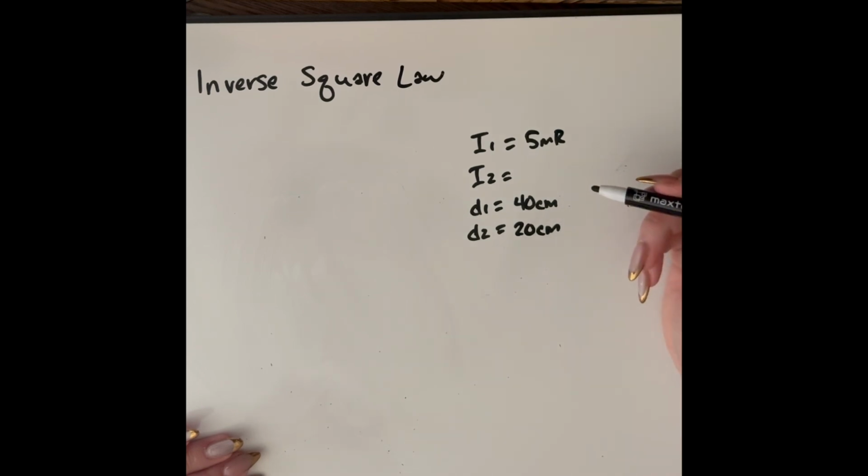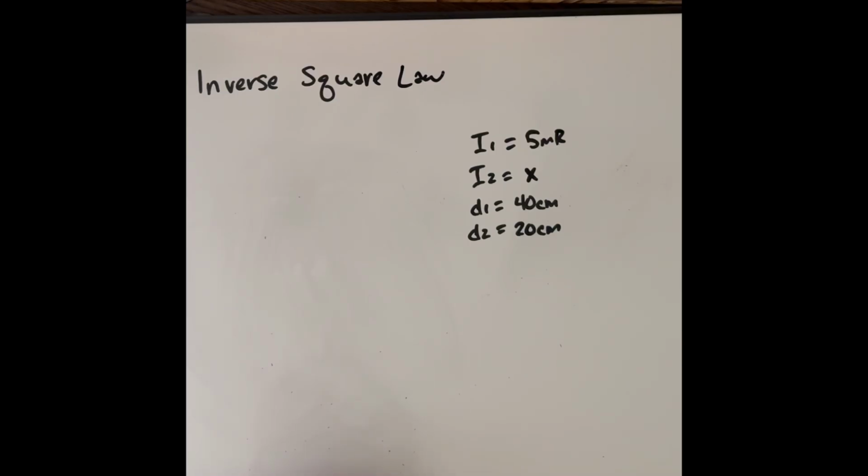This is the first problem on slide 14, and we're still solving for x. Now this is based on our rule of thumb. So if we cut our distance in half, we went from 40 centimeters to 20 centimeters, I should expect this 5 to go up by a factor of 4. So the number I'm looking for at the end of the day is going to be 20 MR.